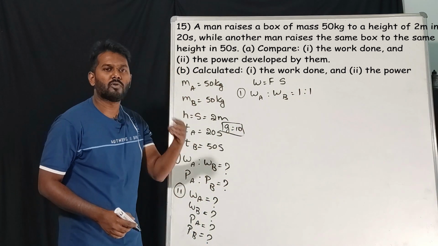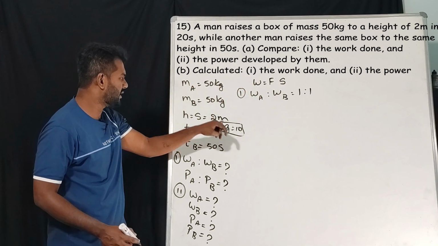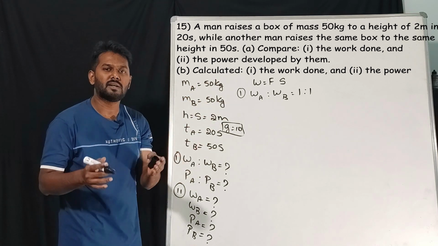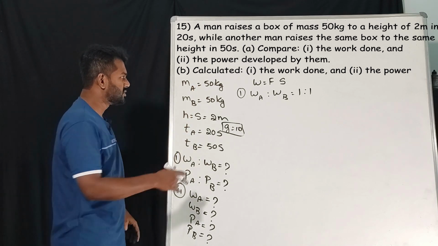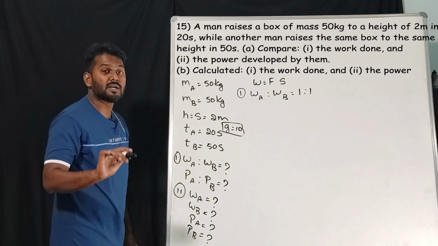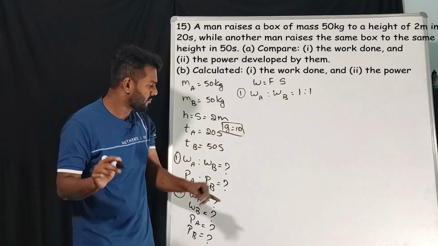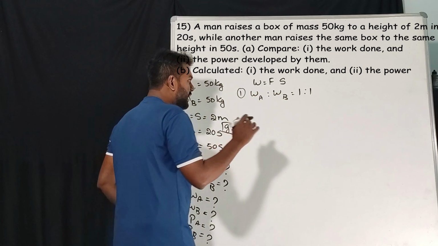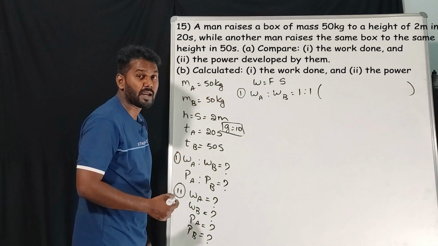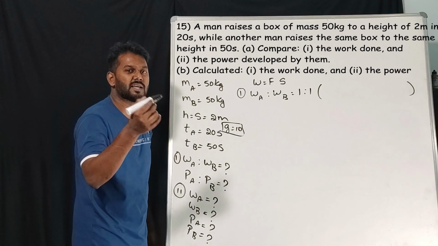Because for work done, what is required? Force and displacement. Force we can find with the help of mass and gravity. All the three values are the same. Then we are going to get the value of work done as the same for both persons. So that is why I have written 1 is to 1. But they have given two different times, correct? Work done does not depend upon time. See the formula. In the work done formula, do you see any time? No. So work done does not depend upon time. You can write it in the brackets: work done does not depend upon time, or work done is independent of time.